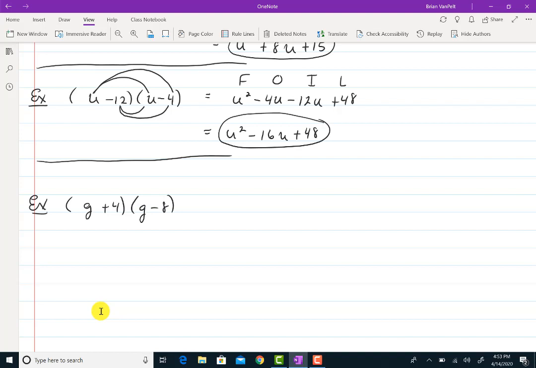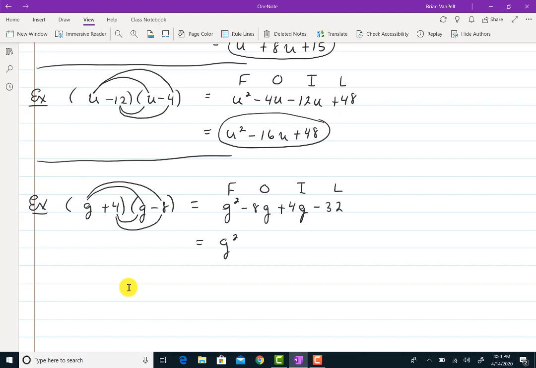Moving on. Let's see, start with my F. That's g times g, which will give me g squared. Then for the outer, I'll do g times -8, -8g. For the inner, I'll get positive 4g. And then for the last, I'll get -32. And that equals g squared minus 4g minus 32.